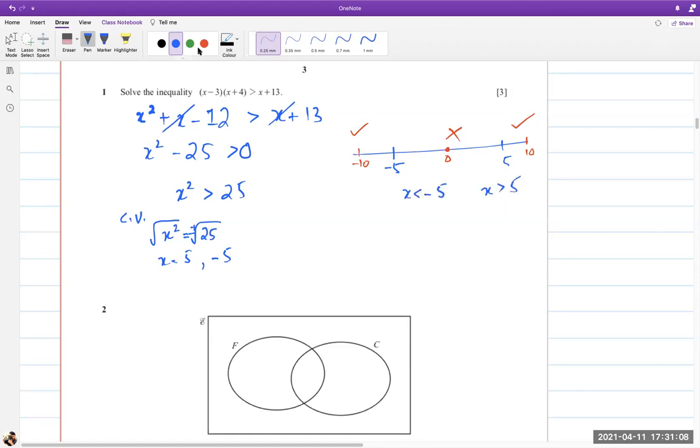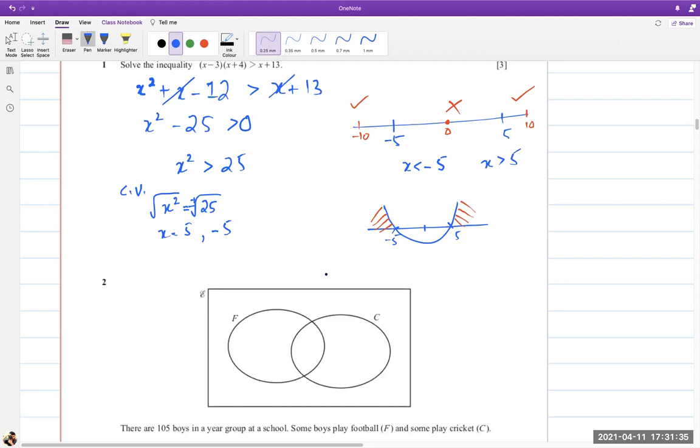Another way to do this would be that I would draw the curve. So x squared minus 25 basically goes like this. You have this thing here. You have minus 5 and 5. Now, where is the curve greater than the x-axis? Over here, right? This is the region where it is greater than x-axis. So we'll say that x is less than minus 5 and x is greater than 5. Again, same region, same answer. We'll leave question number 2 out because it's not in the syllabus.